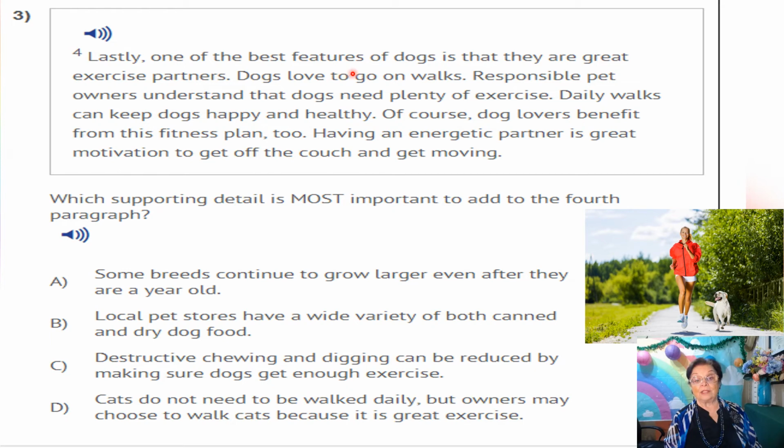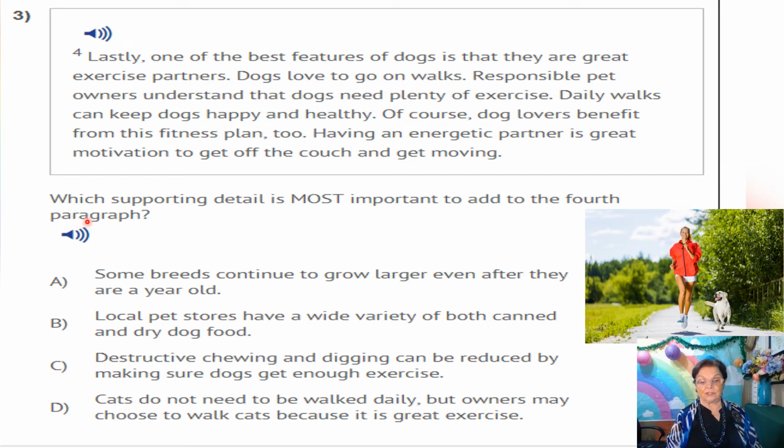Lastly, one of the best features of dogs is that they are great exercise partners. Dogs love to go on walks. Responsible pet owners understand that dogs need plenty of exercise. Daily walks can keep dogs happy and healthy. Of course, dog lovers benefit from this fitness plan too. Having an energetic partner is great motivation to get off the couch and get moving.